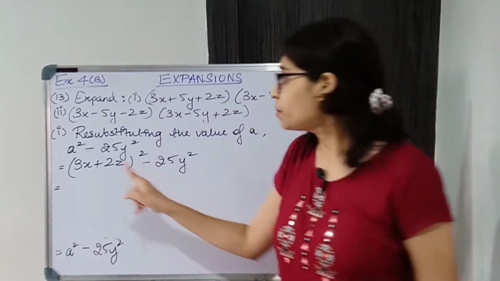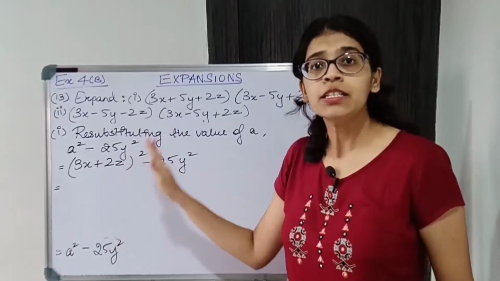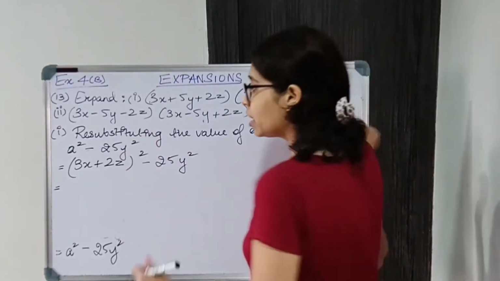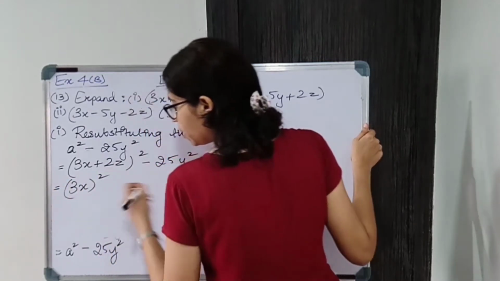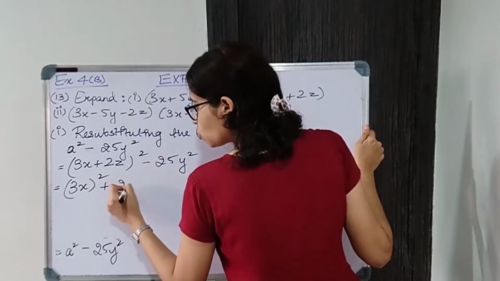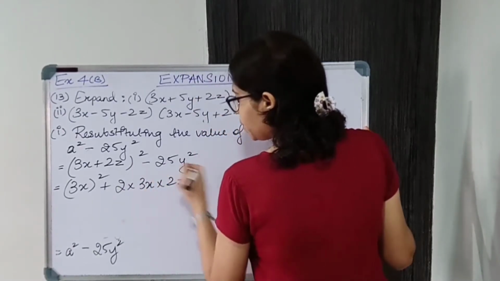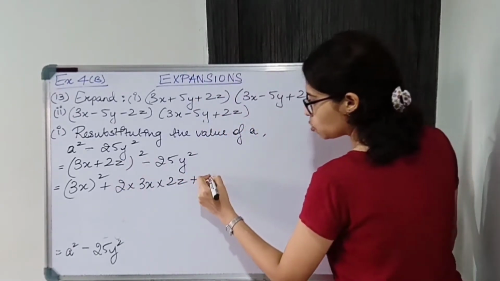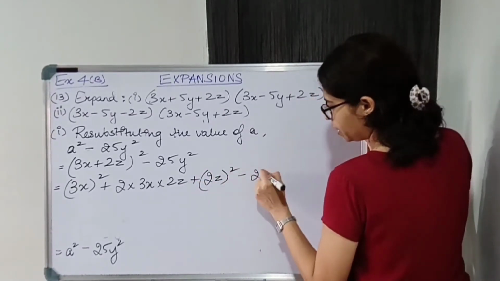This is of the form a plus b the whole square. So we'll expand this using the identity. So a square, that is 3x square, plus 2ab, so 2 into 3x into 2z, plus b square, so 2z the whole square, minus 25y square.